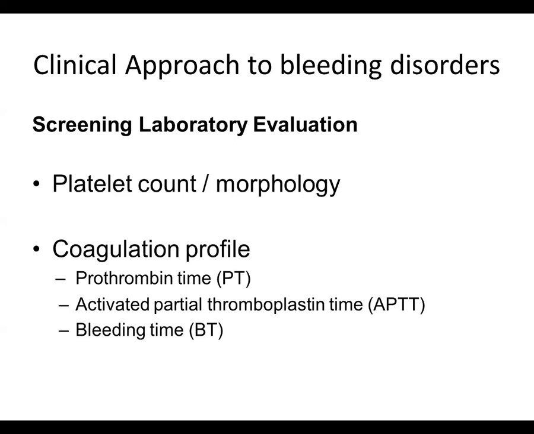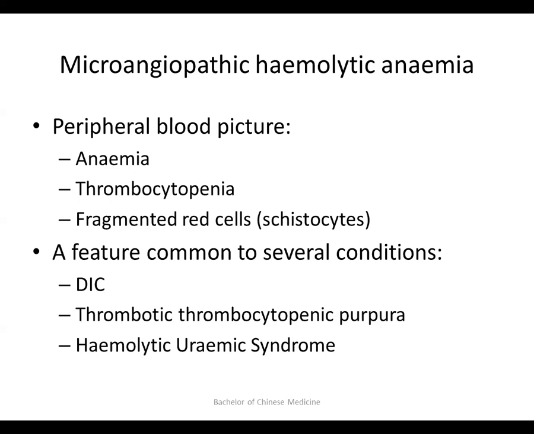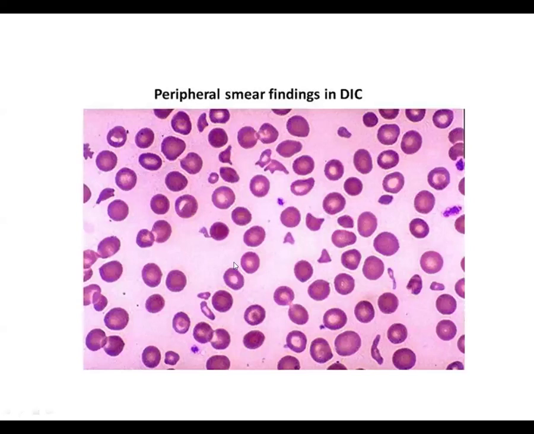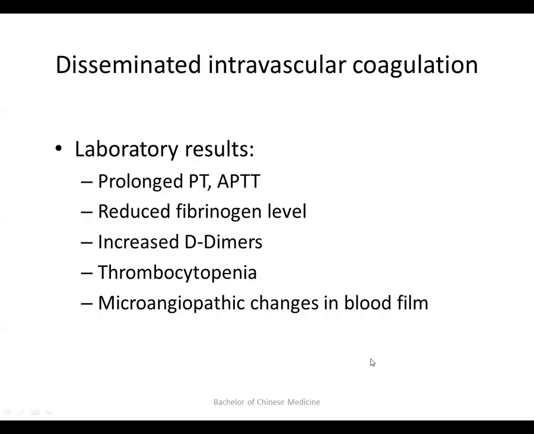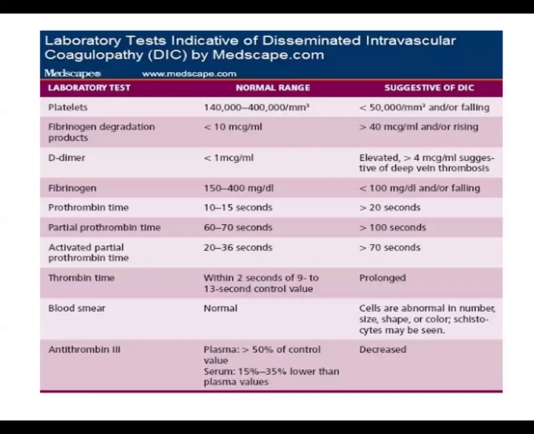Clinical approach to bleeding disorders: screening, laboratory evaluation, platelet counts, coagulation profile, prothrombin time, activated partial thromboplastin time, and bleeding time. Microangiopathic hemolytic anemia will lead to anemia, thrombocytopenia, fragmented RBCs, histiocytes in the peripheral blood, a feature common to several conditions: DIC, thrombotic thrombocytopenic purpura, and hemolytic uremic syndrome. This is a picture showing you the schistocytes. These are the fragmented RBCs. So lab results: prolonged PT and aPTT, reduced fibrinogen level, increased D-dimers, thrombocytopenia, microangiopathic changes in the blood film. This is the overall picture of lab values showing you DIC.